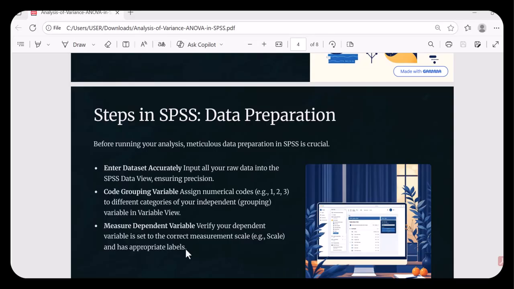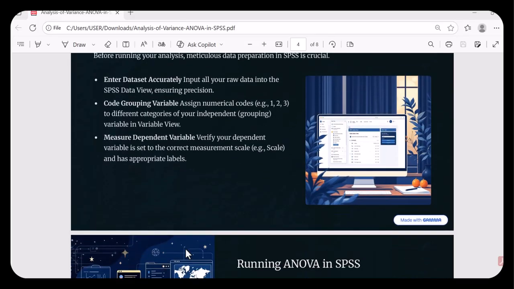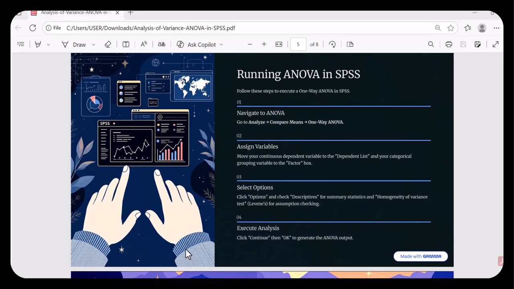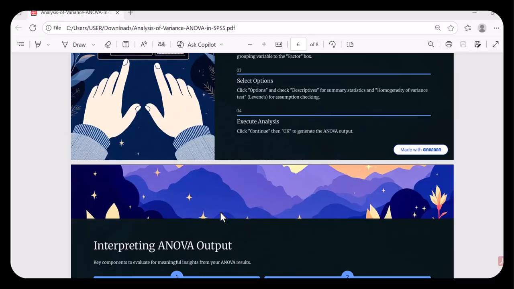ANOVA. Whenever you want to compute ANOVA, first enter the data accurately, your raw data. The next thing is to assign groupings, numerical codes, to the different categories of the independent variable. Verify your independent variable with the appropriate label. Then you run your ANOVA. You go to SPSS, Analyze, Compare Means, One-Way ANOVA. Then you assign the boxes, which will be demonstrated as you see it.